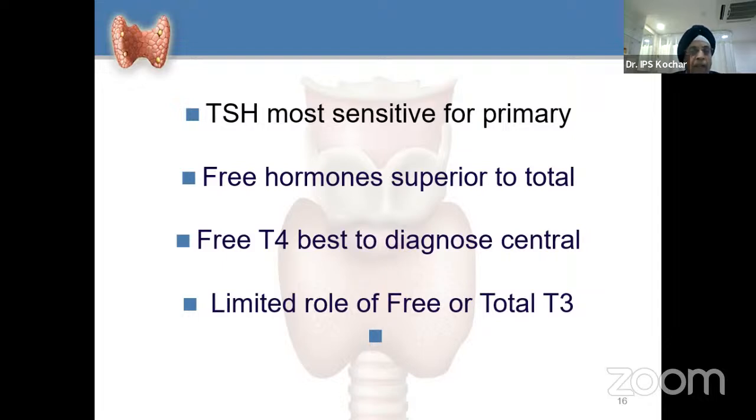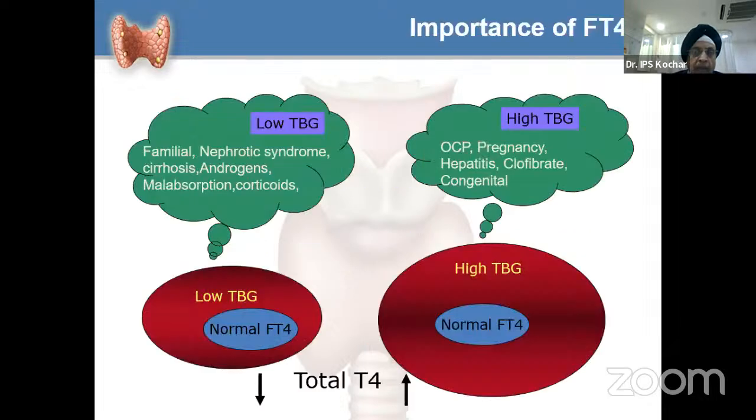And then the limited role of free T3 or total T3. There is very little role of free T3 or total T3, right? This is something you must understand. There is no role of doing a T3 in children with hypothyroidism. Now the next question comes up. It's very common that people do a total T4 and then they find that the results are fallacious.